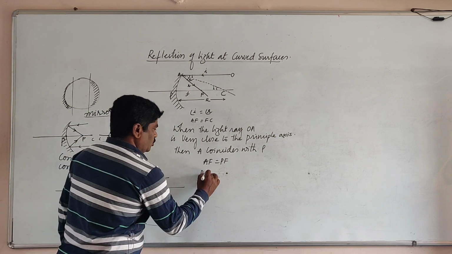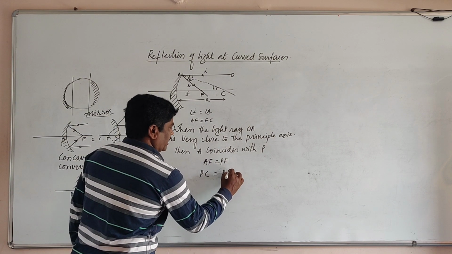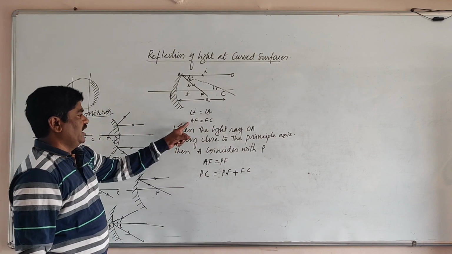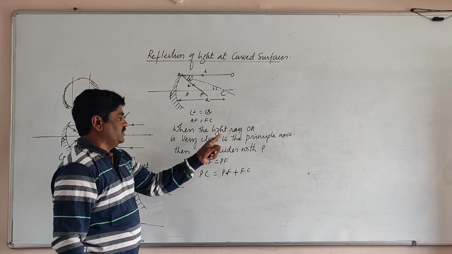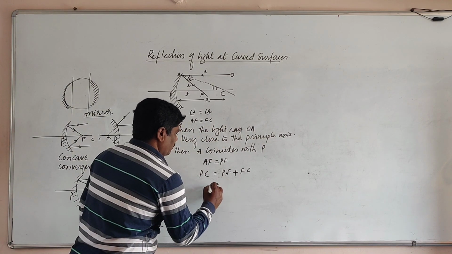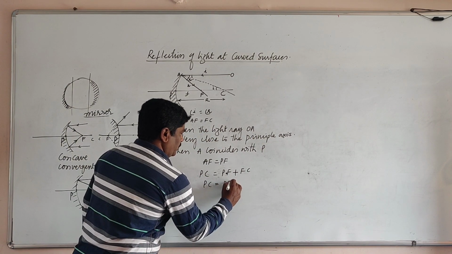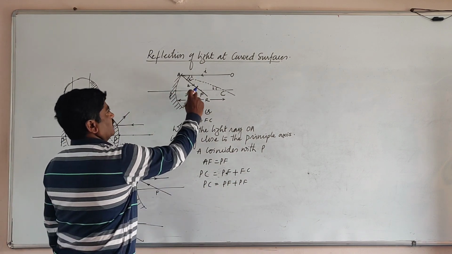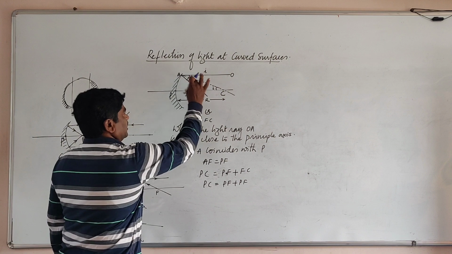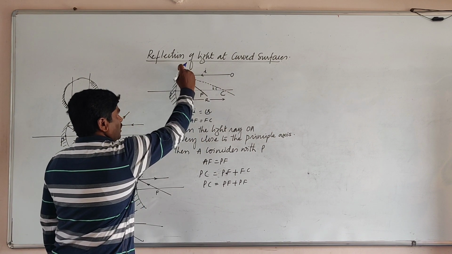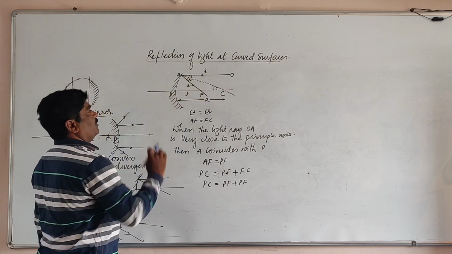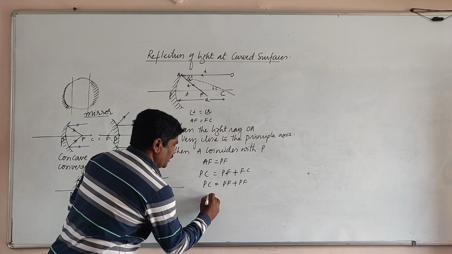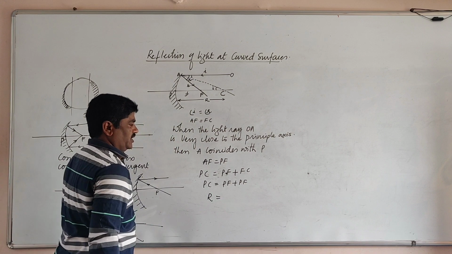So from P to C, you can write PF plus FC. But AF is nothing but PF, and PF is nothing but FC. Therefore, PC is equal to PF plus PF, you can write. These two are equal. Therefore, when these come closer, A is going to coincide with P. Therefore, what happens? This PC is nothing but the radius of curvature.